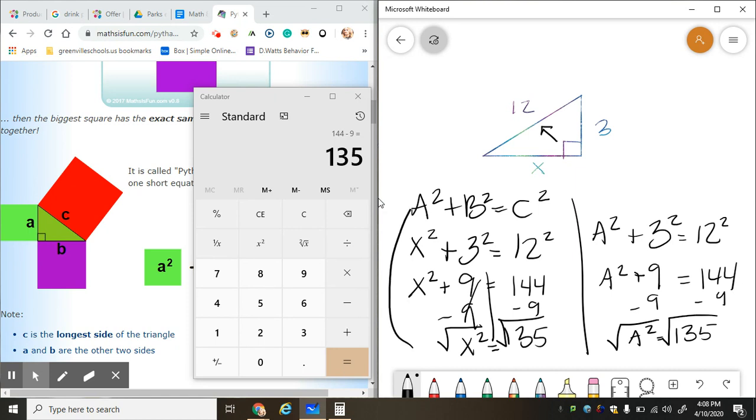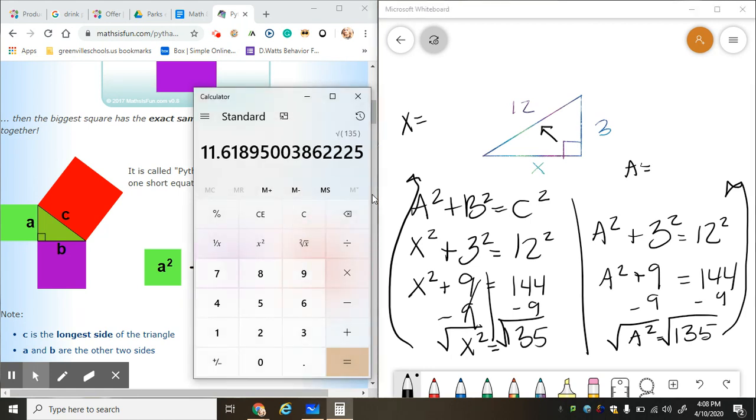And then I'm going to have to put my answers up on top. So X equals, or A equals. Now, this is not going to be a perfect square root. So if you come out with a decimal, and you did plug it in correctly, the best thing to do is to have 2 decimal points. So 11.62.